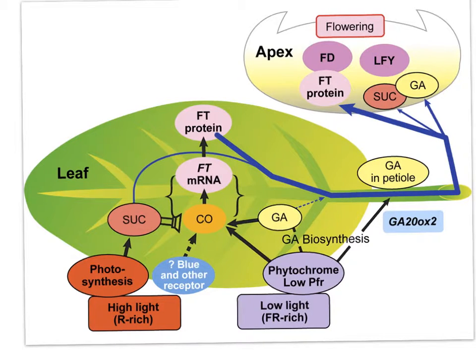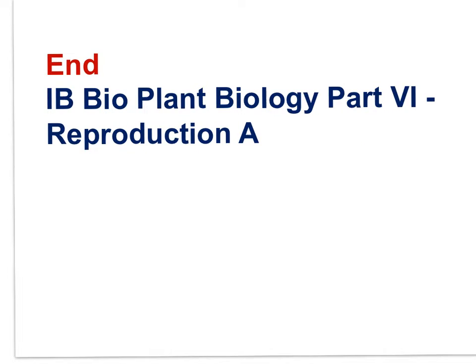One last time, the relative absorption of red or far red alters the expression of genes in the nuclei of cells in the leaf. The newly expressed genes produce an mRNA that codes for a protein currently known as FT protein. FT protein is moved to the apex of the shoot to alter gene expression, resulting in flowering. And that brings us to the end of IB Bio Plant Biology Part 6, Reproduction A.